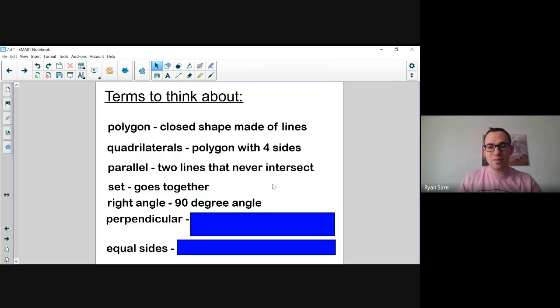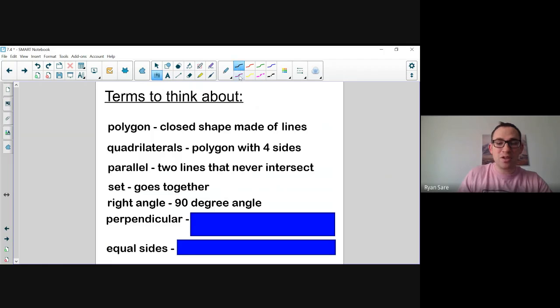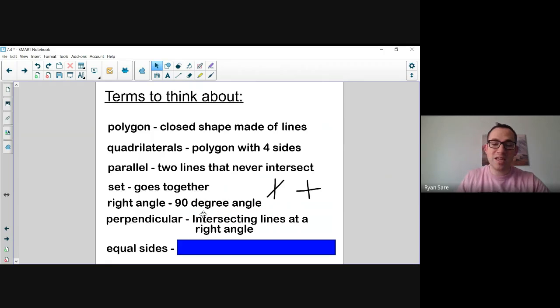Perpendicular is when we have 2 lines. I'm going to draw a picture for this one. 2 lines that run into each other, and they run into each other so that they create 90-degree angles. If you have a line like this and another line like this, those are not perpendicular. You want them to T-bone each other, so that we have 90 degrees, 90 degrees, 90 degrees, and 90 degrees. So that helps give our definition a little more meaning, intersecting lines at a right angle.